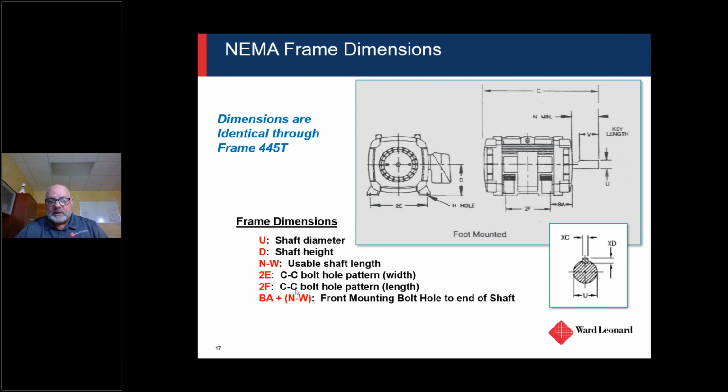And the 2F dimension, I guess you would call that the length. So from the bolt hole in the back to the bolt hole in the front, what is that length? And then the 2E would be the width. And then BA would be from the front of the bolt hole to the back of the shaft.